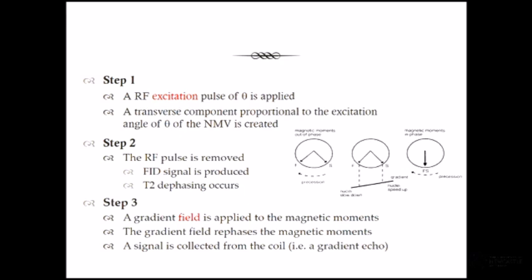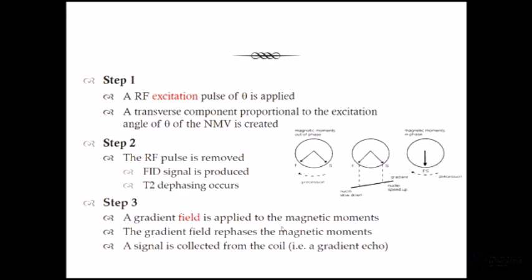And because we're not applying that 180 degree pulse, we don't have to wait for the time to apply it. We also don't have to wait for the amount of time for them to flip over and come back into phase coherence. So we can save time. That's why it tends to be a faster examination.